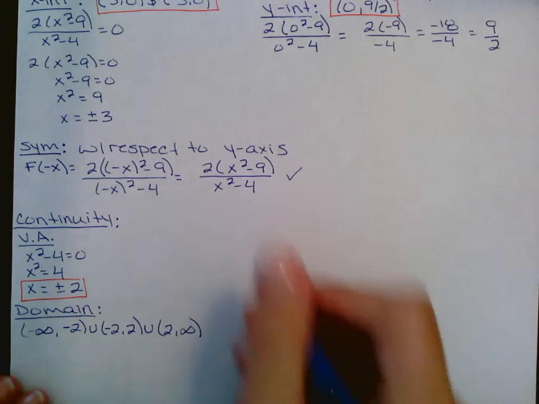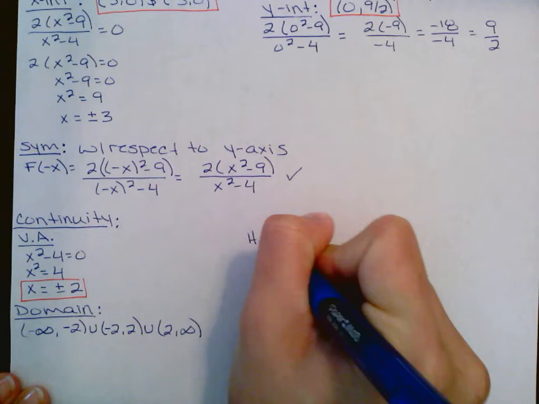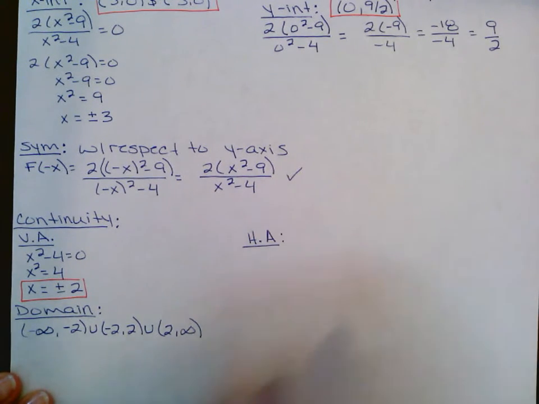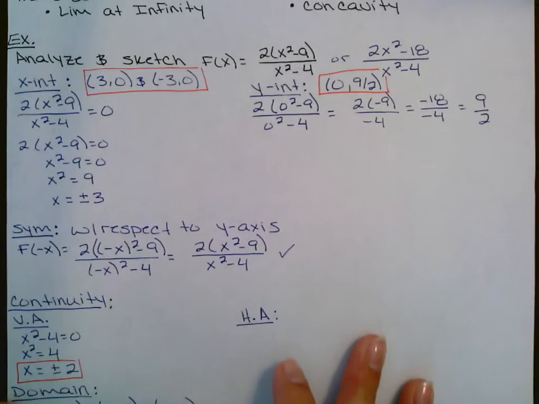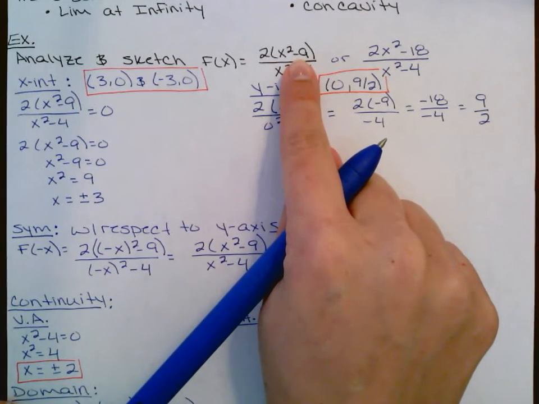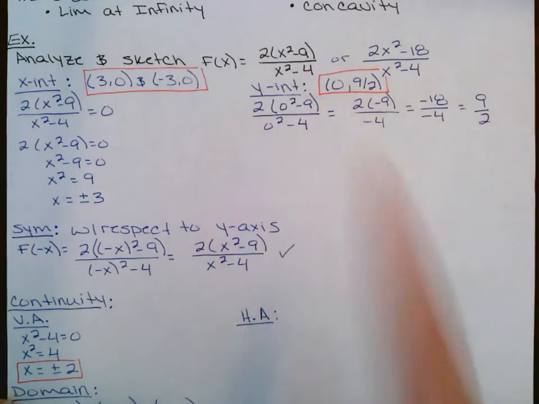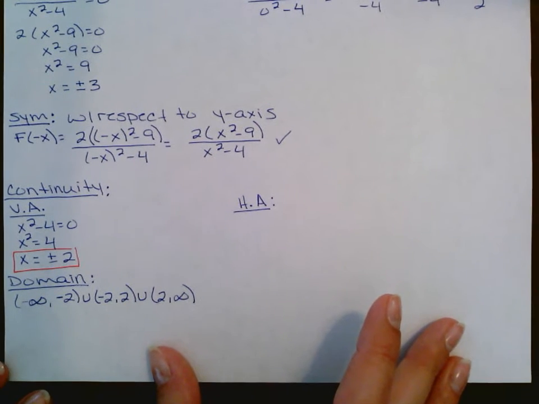Next, I'm going to check my horizontal asymptotes. And just a quick recap, the way that I know these are vertical asymptotes and not holes is because that denominator, and let's look back at the original, x squared minus 4 cannot be canceled with an x squared minus 9. If you could cancel them out, then it would be a hole, but since they cannot be canceled out, that's how I can confirm that they are vertical asymptotes, okay?